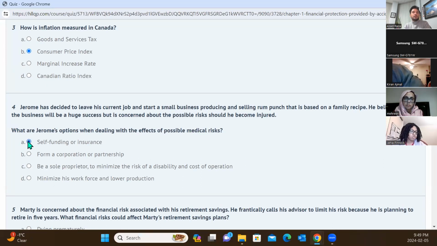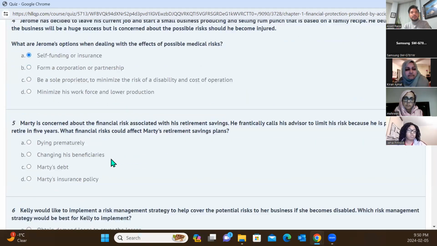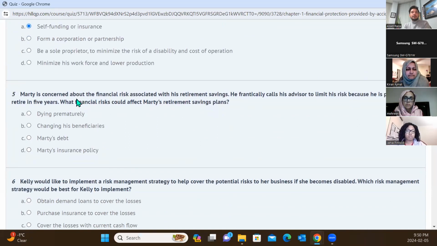Self-funding is one option or buying an insurance is the second option to reduce the possible risk because he's worried about what's going to happen should he become injured. So either he will pay from his pocket as self-funding or buy an insurance. Simple as that.